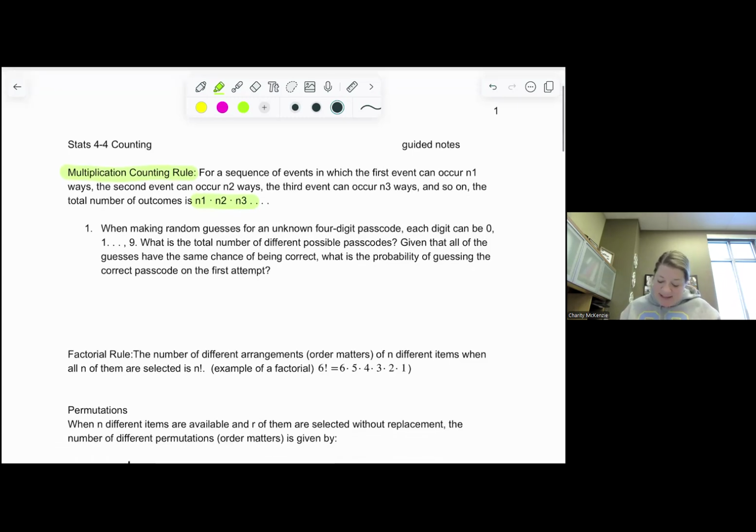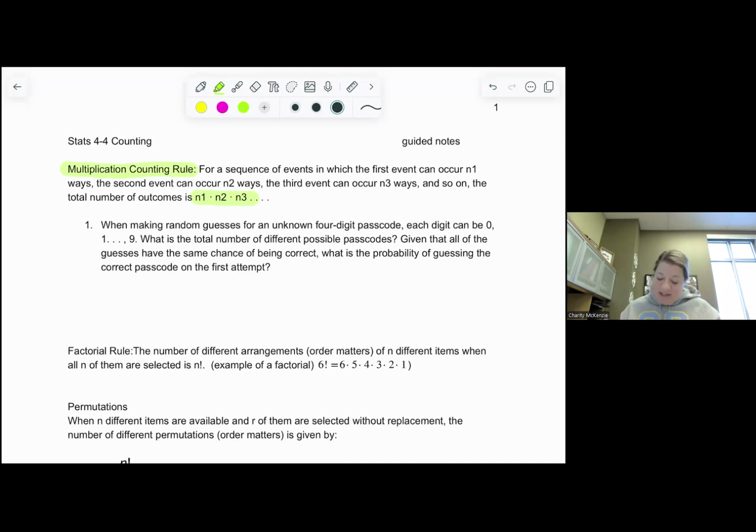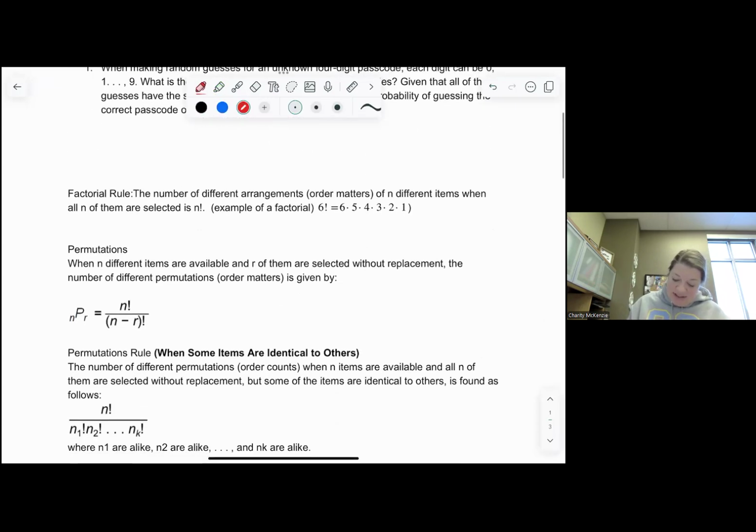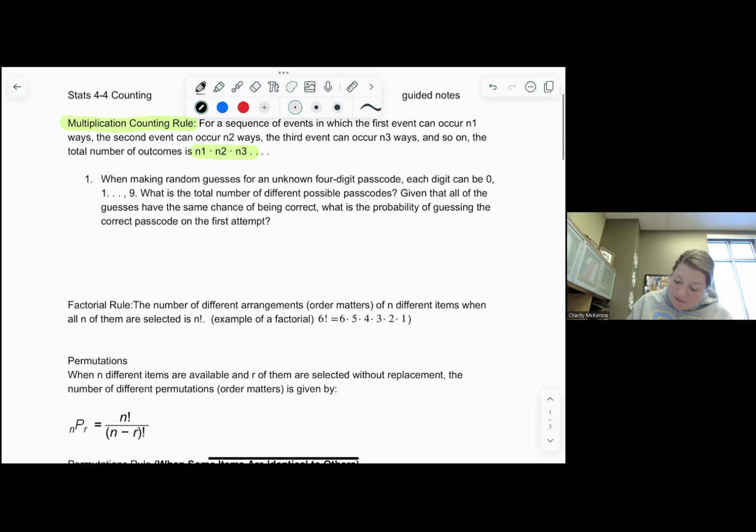So when making random guesses for an unknown 4-digit passcode, each digit can be 0 through 9. Like we said, that's 10 numbers, right? 0 is a number, through 9, that's 10. What is the total number of different passcodes that can be made? We just said that one out loud, so let's write it out. There are 4 of them, so we have 10 times 10 times 10 times 10, which gives me 10,000. So there are 10,000 different 4-digit codes with just numbers, no letters or anything else.